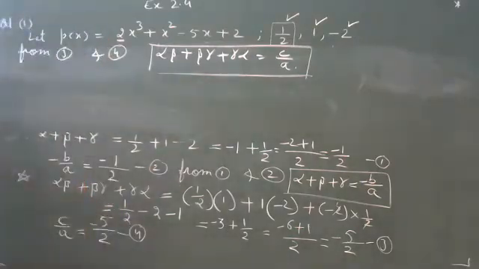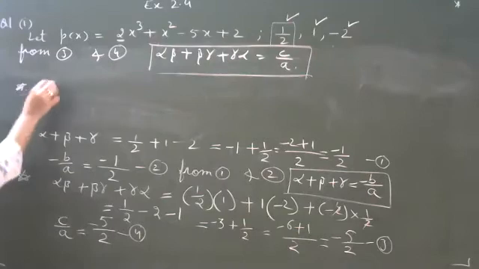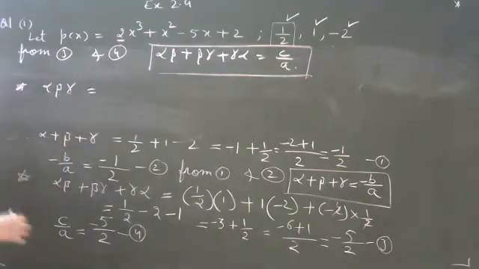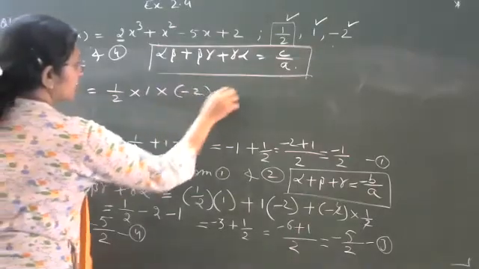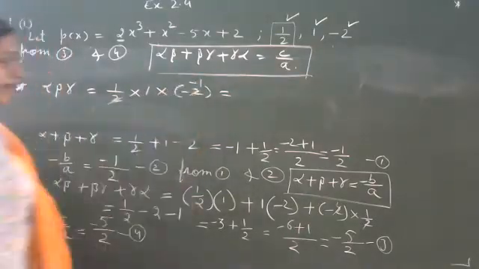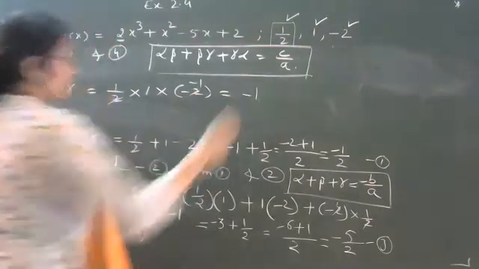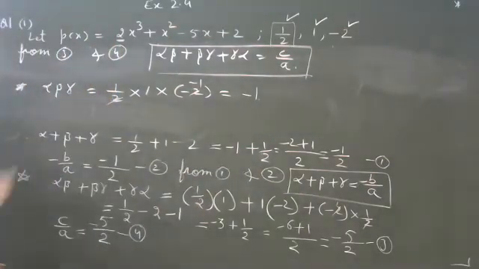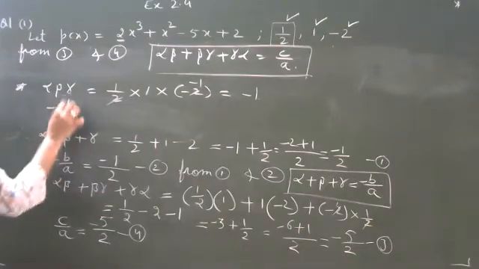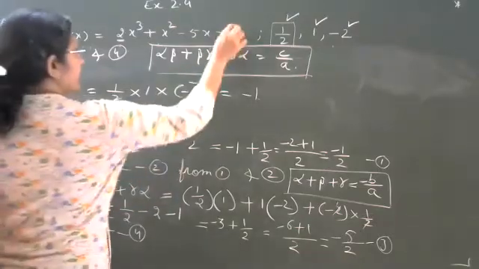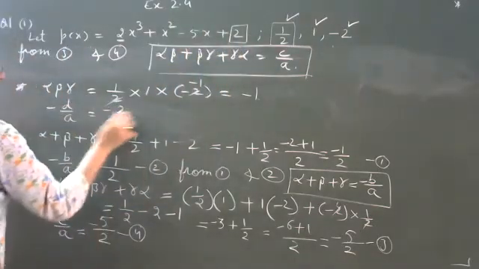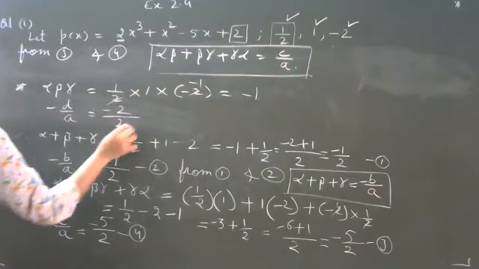Now third relation, alpha beta gamma. So it is 1 by 2 into 1 into -2. गुणा करके आपके पास -1. So the total answer is -1. And we know this value should be equal to -d over a. So find out -d over a. Value of d is here 2. So minus 2 over value of a is 2.